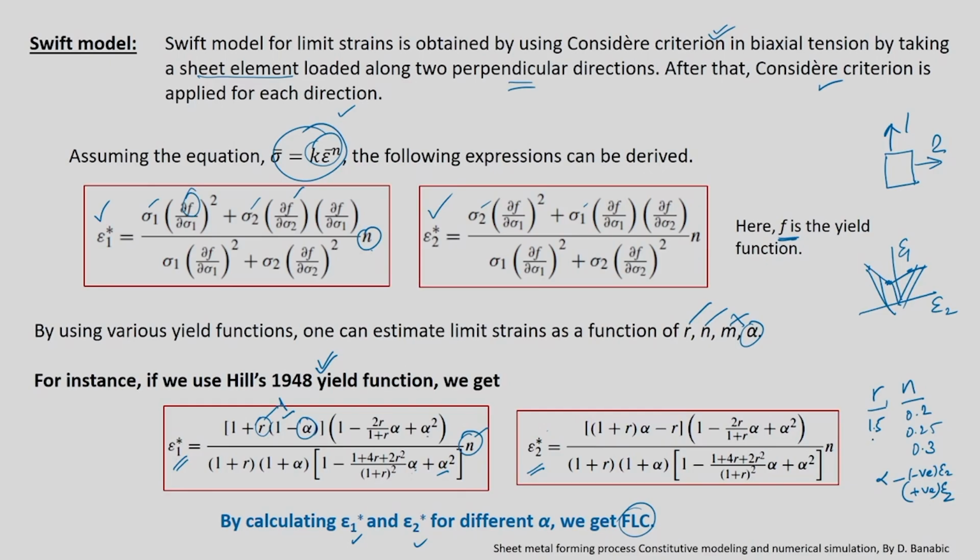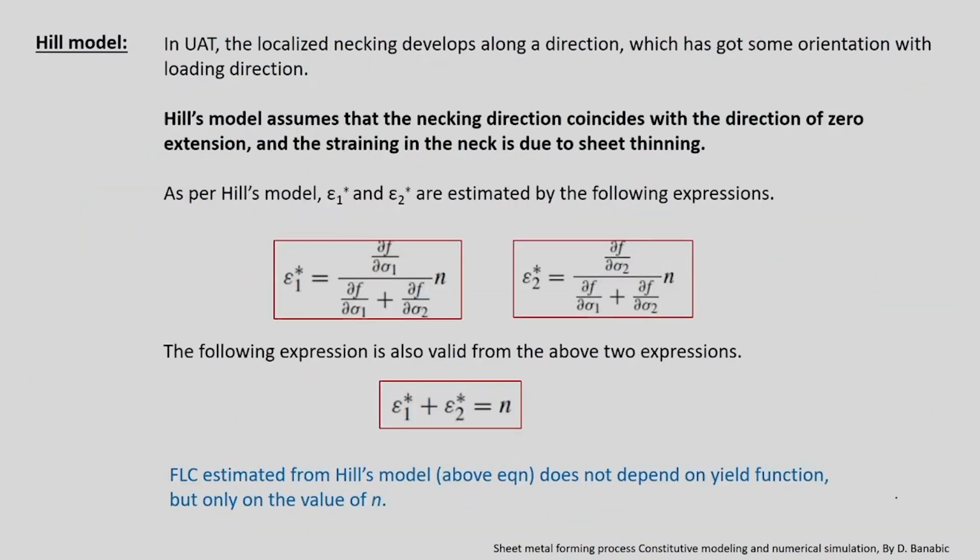So you can take r as 1.0 and you can get the effect of n of 0.2, 0.25, 0.3. Then the entire forming limit curve is for isotropic sheets with different n values. So this model is easy to use, and then similarly there is another model called the Hill's model.